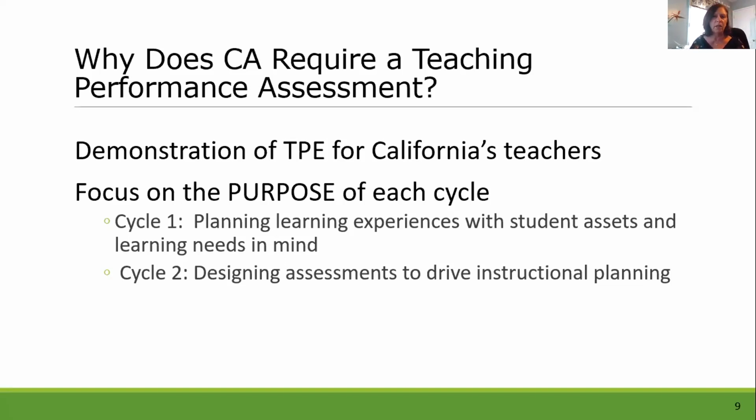We have two cycles. The design team purposefully determined that we would break this performance assessment up into two instructional cycles so that candidates could engage in them across time. They could be formative and summative. The first cycle, cycle one, planning learning experiences, is around really looking at planning those experiences with student assets and learning needs in mind. So one lesson, one group of students, three focused students with that additional third student that experienced trauma, reflecting on that practice and thinking about how to apply the learning from that one lesson for that one group of students.